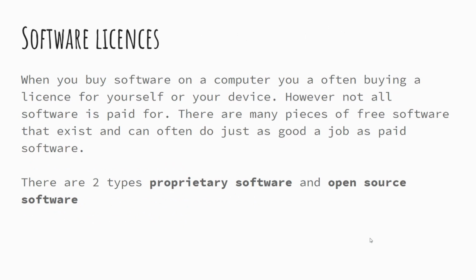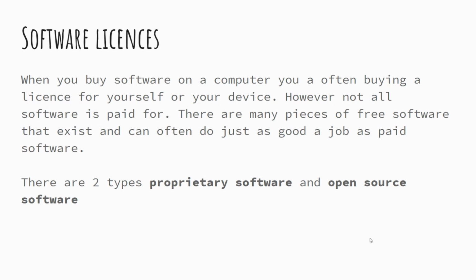And when we talk about software licenses, so we spoke about the fact that we're buying a license that's personal to us. There are different considerations with licenses. So when you buy software for your computer, as I mentioned, you're buying that software for yourself or for your device. And obviously, if you wanted to use multiple copies of that software, you'd need to buy multiple licenses. But there are some considerations.